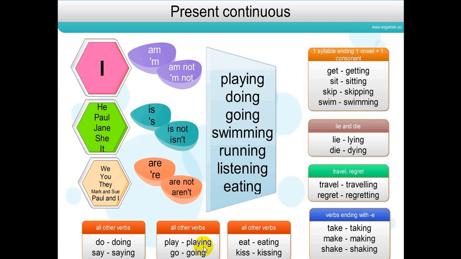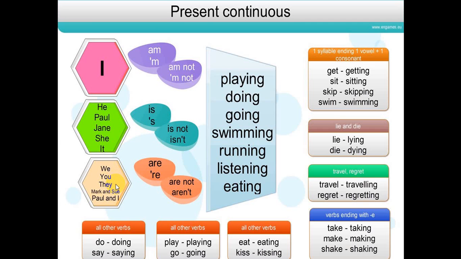He, she, it take the verb to be: is. For example, he, Paul, Jane, she, for example, Noor, Selma, it, my school, my bag, my cat, anything. He, she, it take is, and the short form is 's. The negative is is not or isn't. For example, he is swimming, she is running, it is eating.